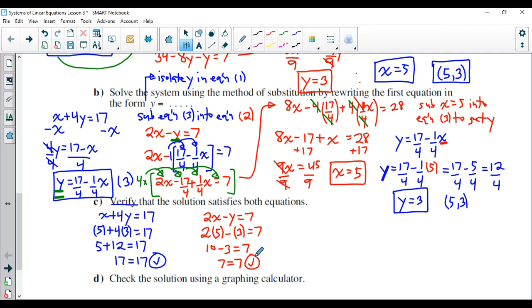If you take the values of x and y and you plug it back into the two equations, both sides of the equations have to balance in order for this to be correct. Okay, D says check the solution using a graphing calculator. I'm not going to show that, okay?